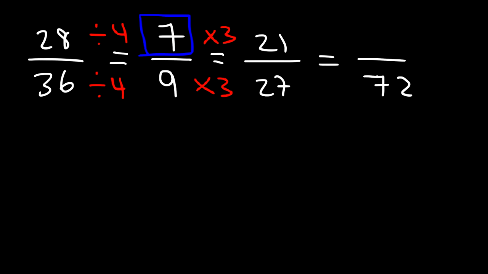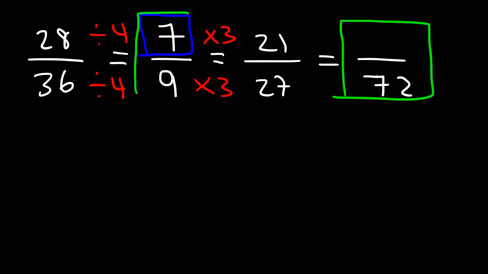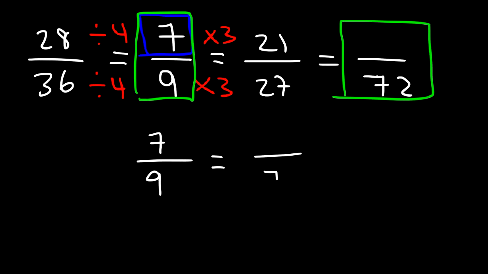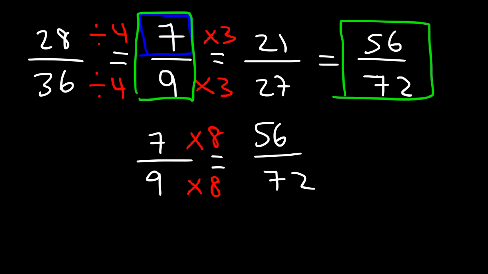Now, for the last fraction, I'm going to set these two equal to each other, because 7 and 9, they're small numbers, they're easy to deal with. Now, 9 times what number is 72? 72 divided by 9 is 8, so we got to multiply 7 by 8, which will give us 56. And so the three missing numbers are 7, 27, and 56.